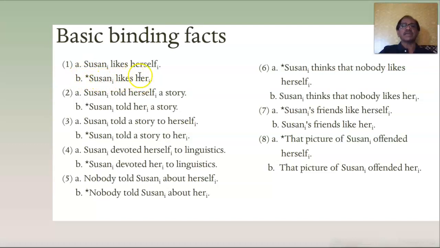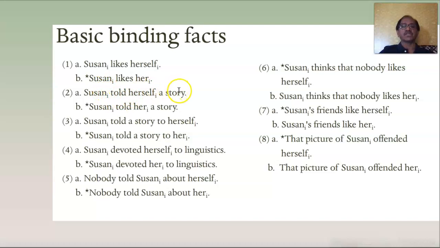This sentence is ungrammatical because her and Susan are co-indexed. That is, we do not want the word her to refer to Susan. Without co-reference, the sentence will be alright. Right? Okay, then look at the next sentence.